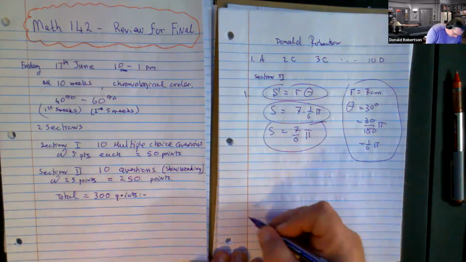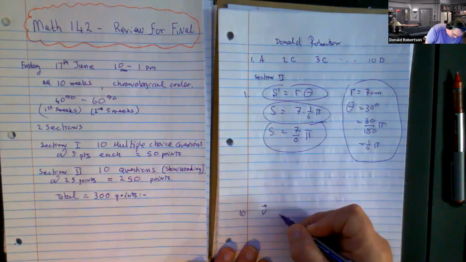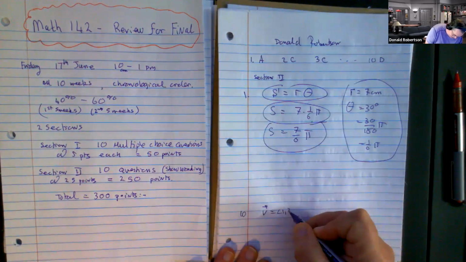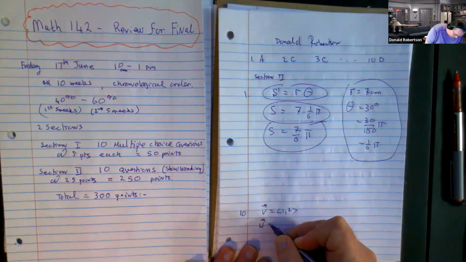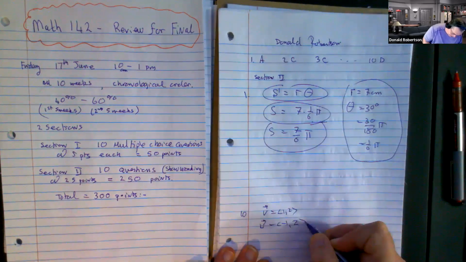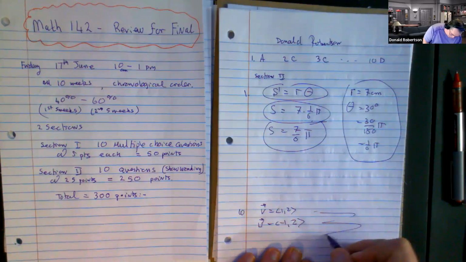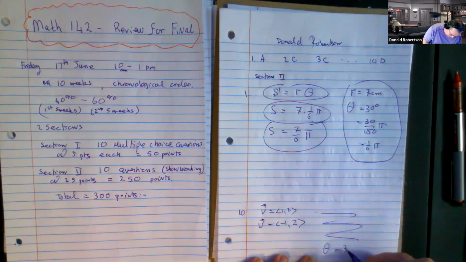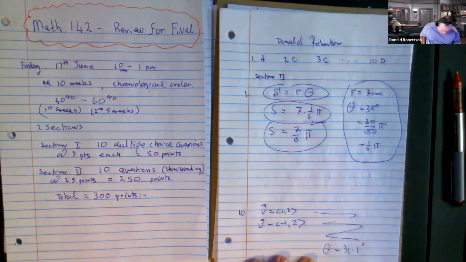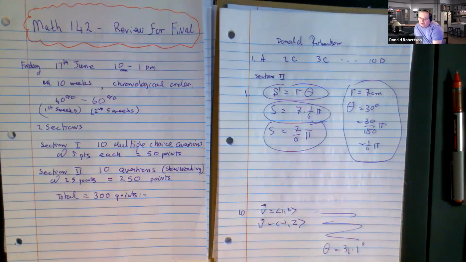And question 10 might be, v is this, u is that, and you did blah, blah, blah, a whole load of working, and you finish with, the angle between the vectors is 31.1 degrees. That might be what your last question looks like.